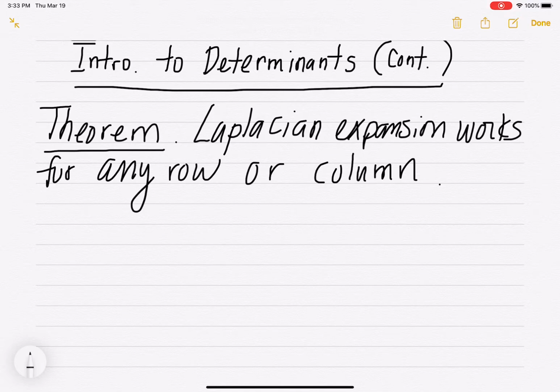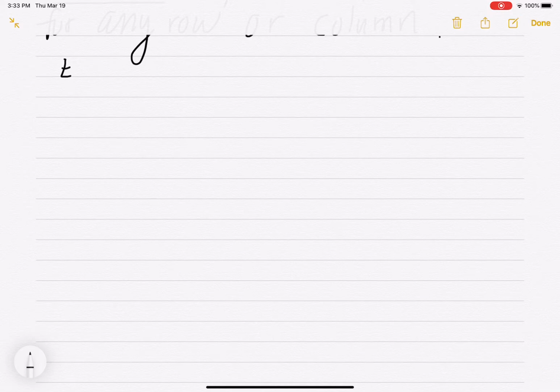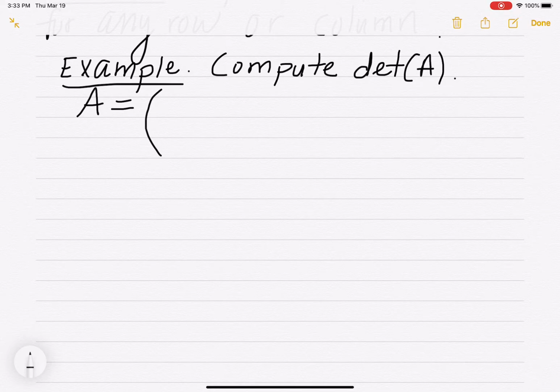All right, so let's do an example where this would be useful. Let's compute the determinant of another 3 by 3 matrix. Let's say my matrix here is 1, 0, 5 down the first column. Down the second column, 5, negative 2, 0. And down the third column, 7, 4, 8.